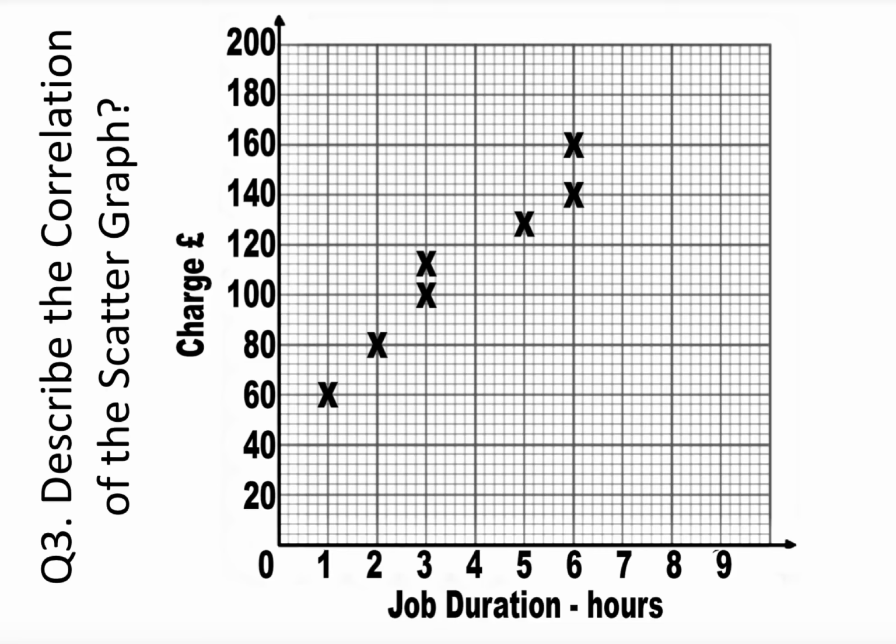And the question here is, describe the correlation of the scatter graph. Well, you've got 3 types of correlation for scatter graphs. You've got negative correlation, which means where one value goes up, the other value goes down. And then you've got a scatter graph that has no correlation, where we'd plot all the points on the graph and they'd be everywhere, all over the place.